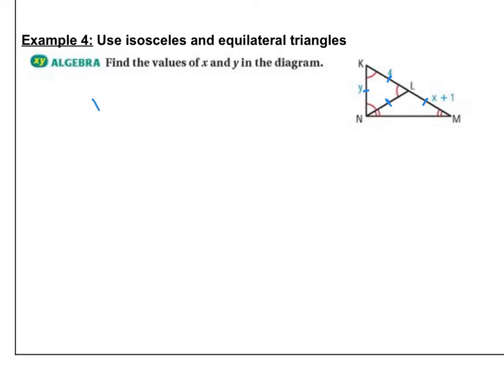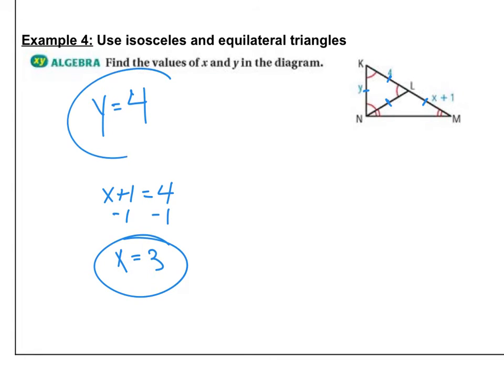So the easy one here is to find the value of y. Y in this case is just going to be 4. This part right here is 4, so then this would have to be 4 as well. X we're actually going to have to solve for. So we know that x plus 1 equals 4. You subtract 1 on both sides, you get x equal to 3. So in this case, y is 4, x is 3.